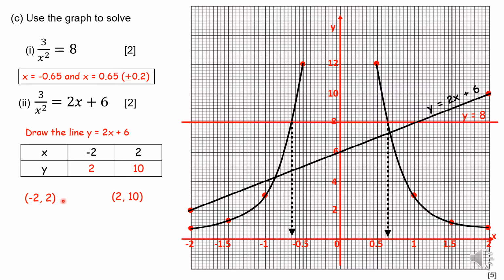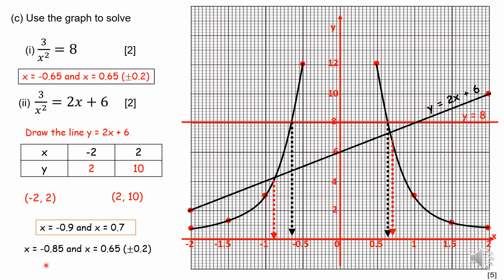Once you draw the line, now you read off where the line cuts the curve, and you read off the x values. Well, mine is somewhere in the region of x equals negative 0.9 and x equals 0.7, but they accept anything in the range of x equals negative 0.85 or x equals 0.65, adding plus or minus 0.2 to your answer. That means you can be out by 0.2.